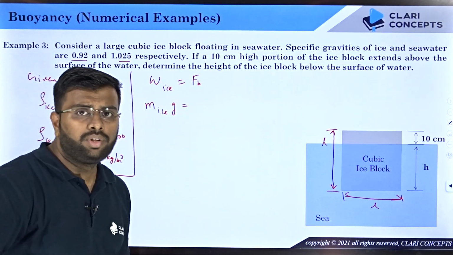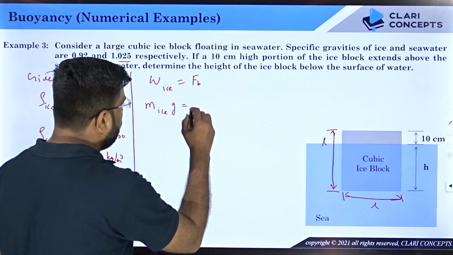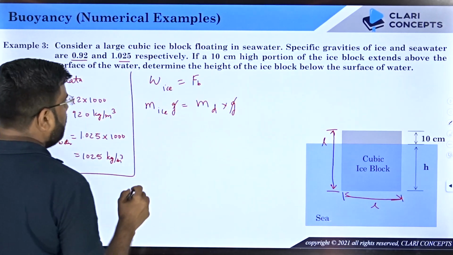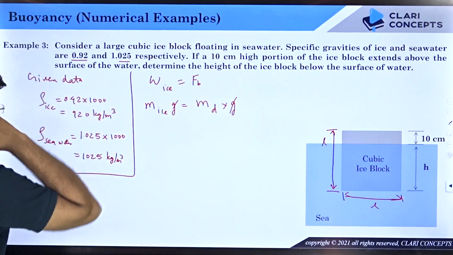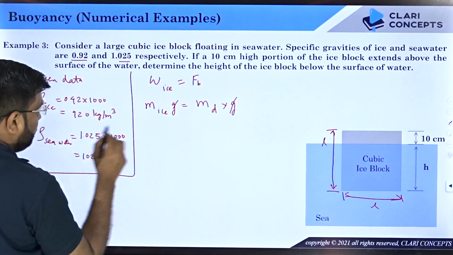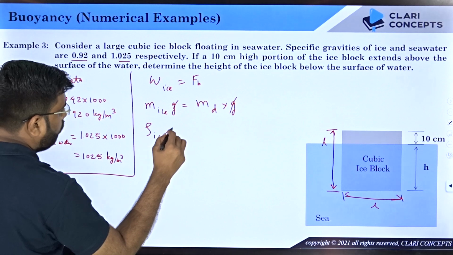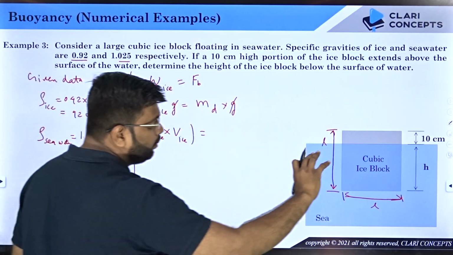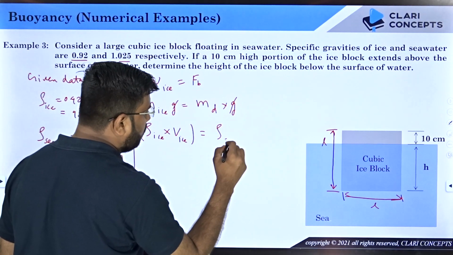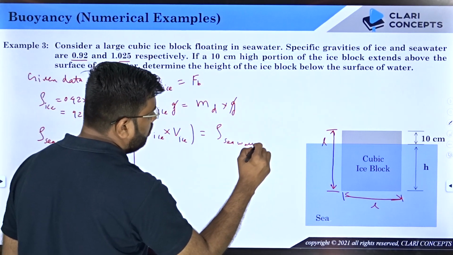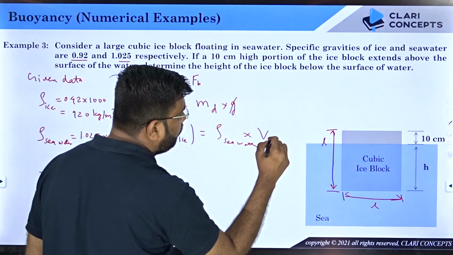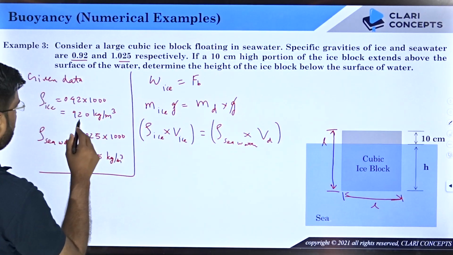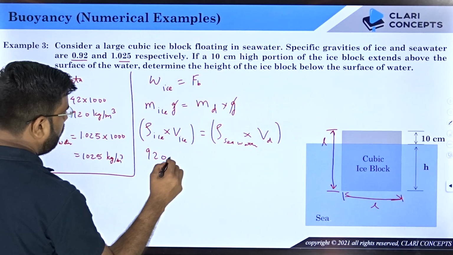Buoyancy force is the weight of the water displaced. So weight of the water is mass of the water displaced into g. g will get cancelled. Now what is mass of the ice? I can find mass of the ice as density of the ice into volume of the ice. How can I find mass of the water displaced? I can find density of the sea water multiplied by the volume that is displaced. Yes. Now what is density of ice? 920. What is volume of ice?